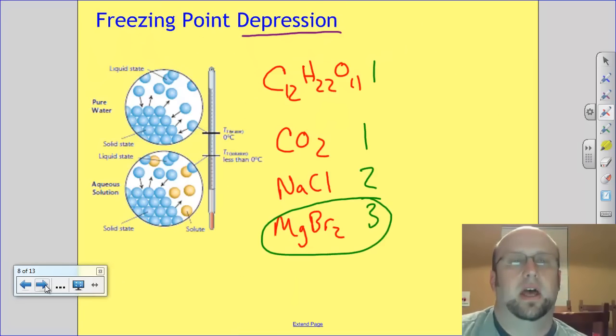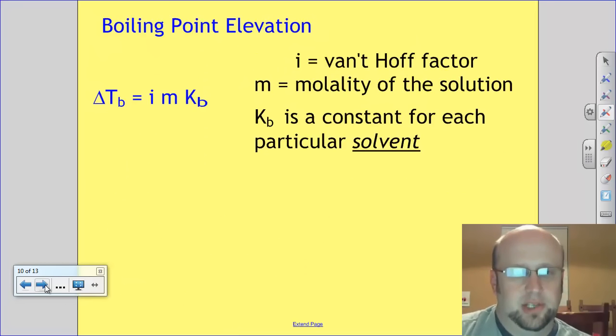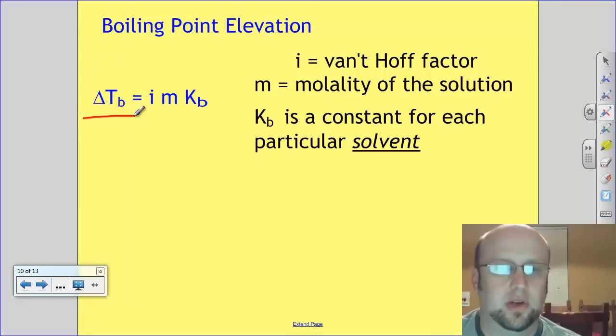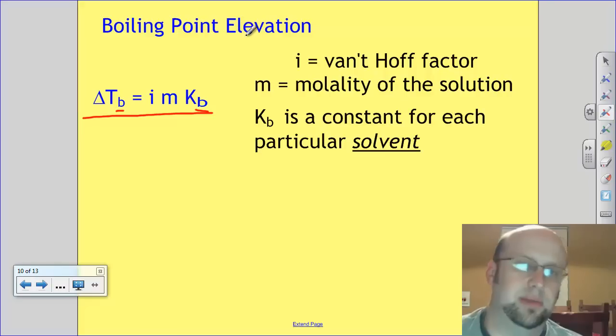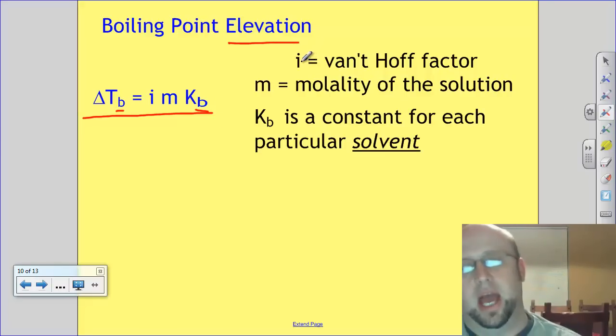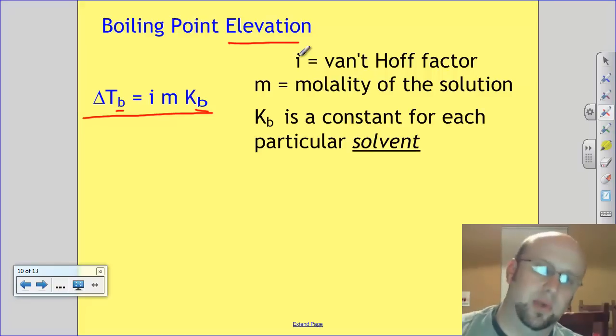So that was freezing point. Let's jump into boiling point elevation. If you look at this formula, it looks pretty much exactly like the previous one. The only thing that's changed is that it's now boiling point. So what happens to boiling point? Boiling point is elevated. Elevated means it's raised up. So when you add stuff in there, it's going to make the boiling point go up.